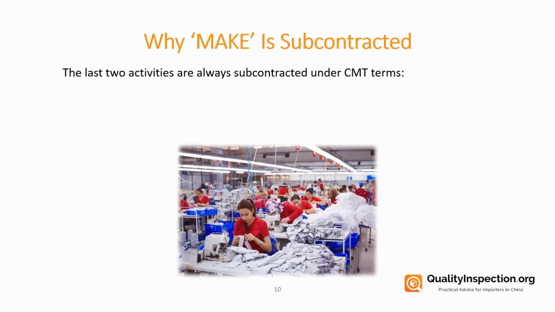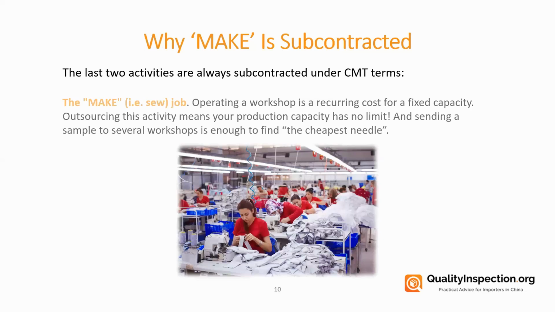Here's why make is subcontracted. So this is one of the activities which is always subcontracted under CMT terms. And make is where we're sewing the garments together. So operating a workshop is a recurring cost for a fixed capacity. If it's outsourced, it effectively means that production capacity is unlimited. It also means that your supplier is able to tout around the job between different workshops and find out which one can provide the cheapest possible service.